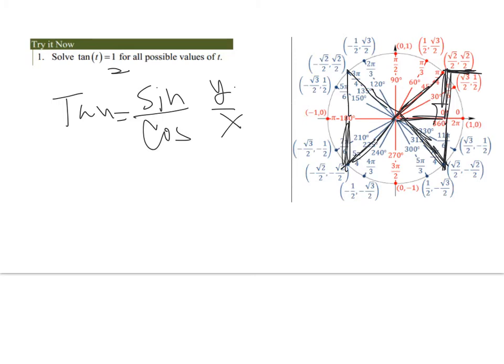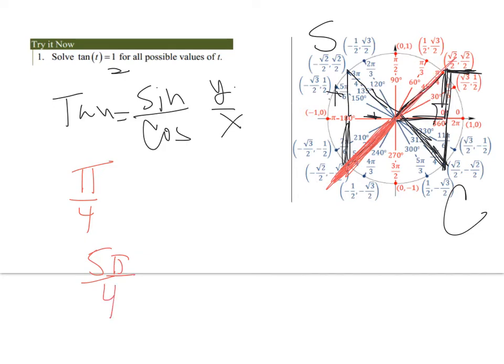However, in this quadrant, only the y is positive, the x is negative. So if we do positive divided by negative, we're going to get a negative value. So here the tangent is negative 1, not a solution. Same thing here. Negative divided by a positive will be a negative, so that's not a solution. Here's my only other solution right here, and that's at 5 pi over 4. So I've got pi over 4, and I've got 5 pi over 4.